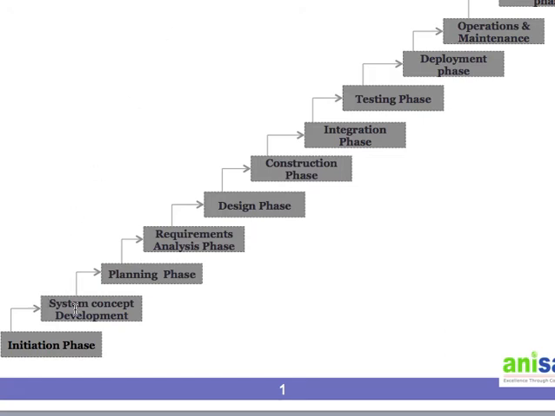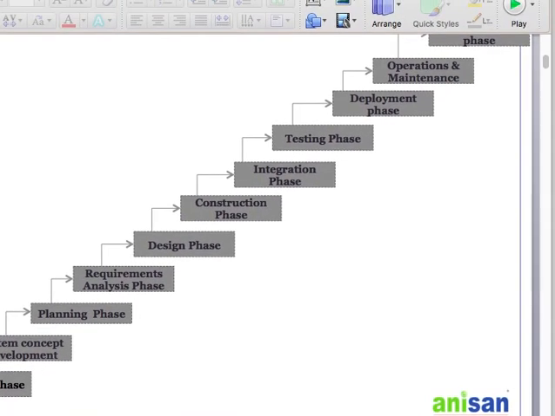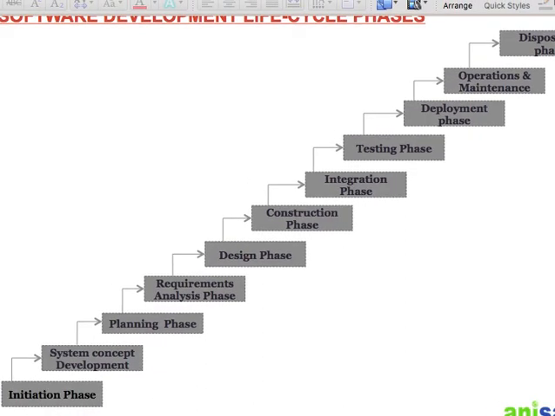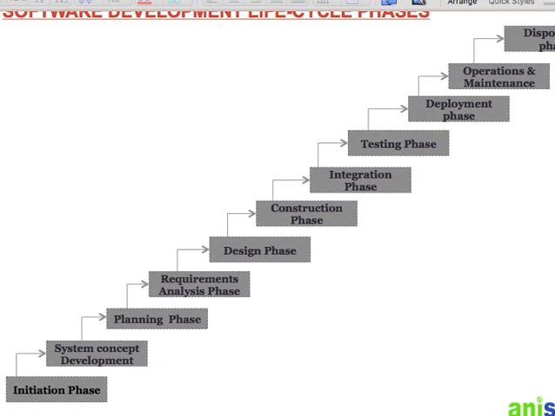Initiation, then system concept development or the vision document, then planning phase, requirement analysis phase, design phase, construction phase, integration phase, testing phase, deployment phase, operation and maintenance phase, and the last is of course your disposition phase. So this is the end-to-end life cycle we have defined here. Okay. So let me go through them, and let us understand what these phases are and what the business analyst's role is in each of those phases.